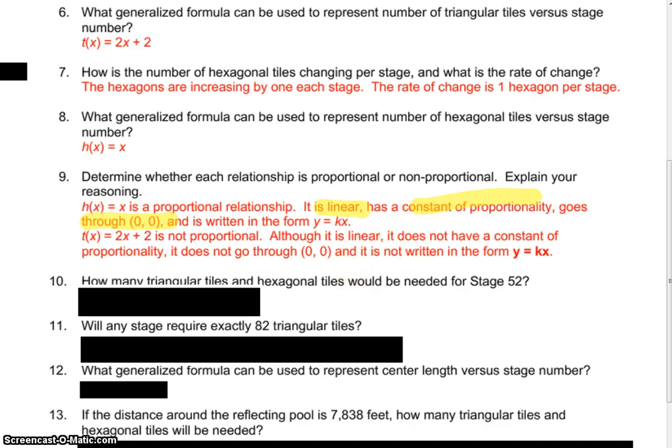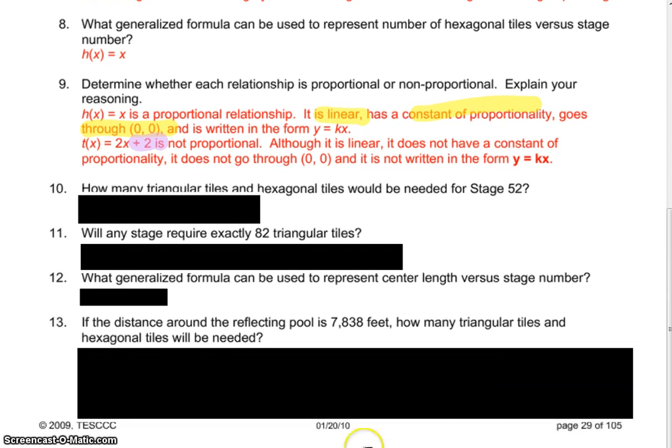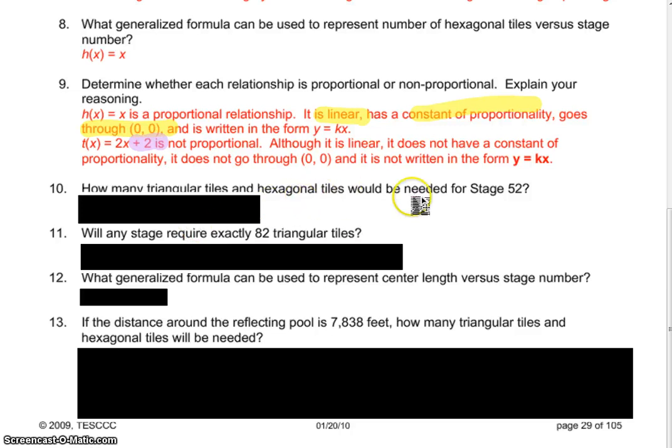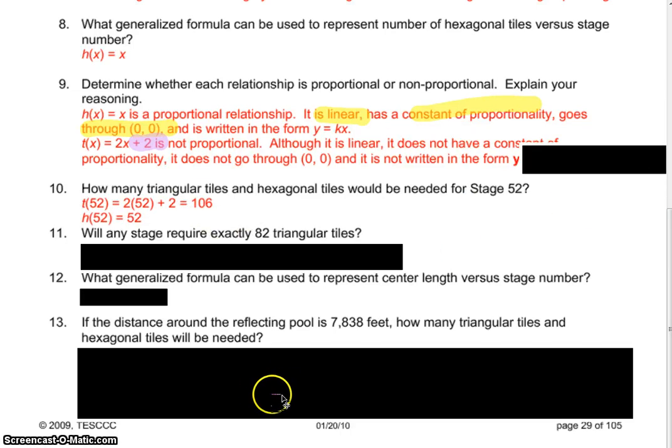The next one is not, and technically, the reason it's not is because of this plus 2. It does not go through the origin. How many triangular tiles and hexagon tiles would it take for stage 52? Probably the best thing is to put your equation into y equal and go to where x is 52. We know that for a triangle, the formula was 2x plus 2, and for hexagons, the formula was x. So the hexagon should just be 52, and the triangles would be 2 times 52 plus 2, and you would get 106.